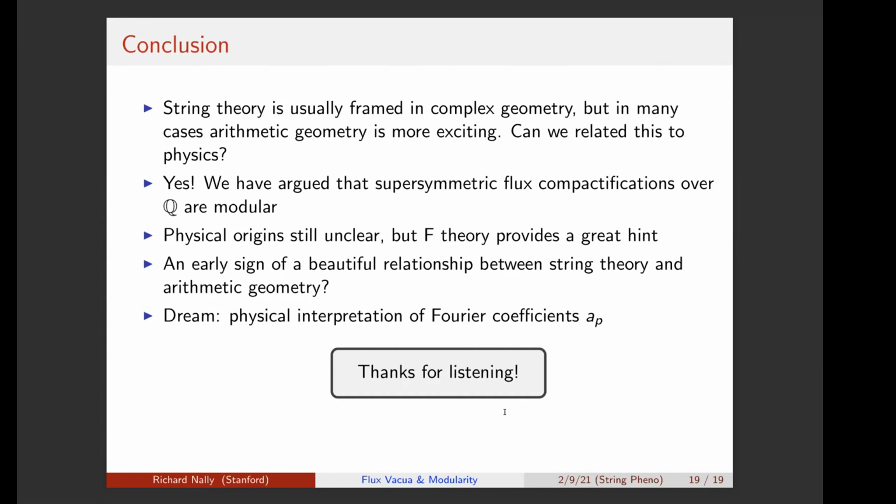And to end on a high note, I want to emphasize what the dream of this would be going forward. The dream is that we would love to get a physical interpretation of the Fourier coefficients themselves. We don't know where they come from physically, but since the Fourier coefficients control everything, it would be great if we could know where they come from physically. And there are conjectures in math about what the a_p should mean. And if we could compute them physically, really know what they mean, maybe physics can provide some insight into arithmetic geometry.